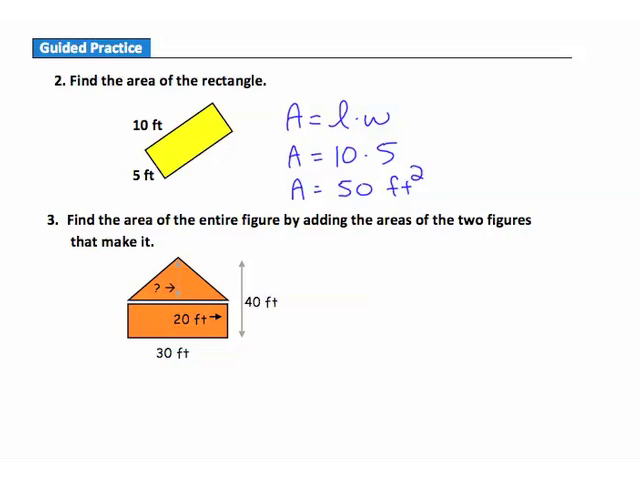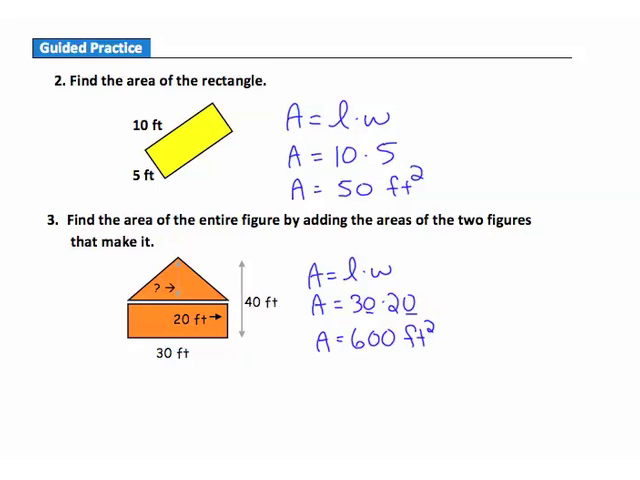Question 3. Find the area of the entire figure by adding the area of the two figures that make it. Well, let's start with the area of the rectangle. Area of the rectangle is length times width. The length of our rectangle is 30. The width is 20. So I'm going to multiply those two together. 3 times 2 is 6. And then I have 1, 2, 0. So I just add those two zeros. So that would give me 600 square feet for the area of the rectangle.